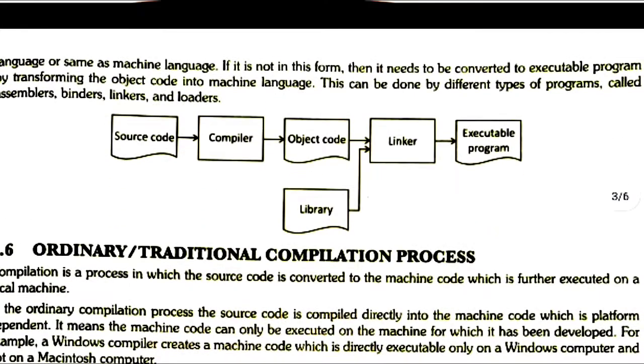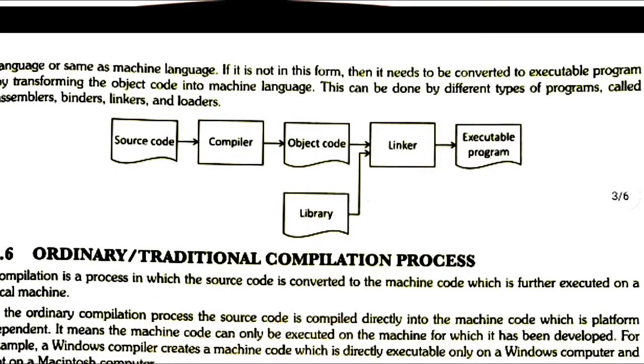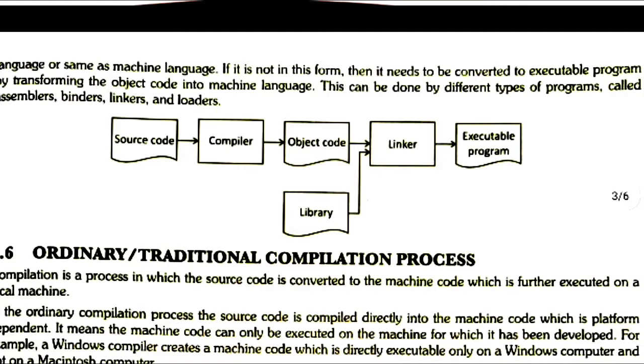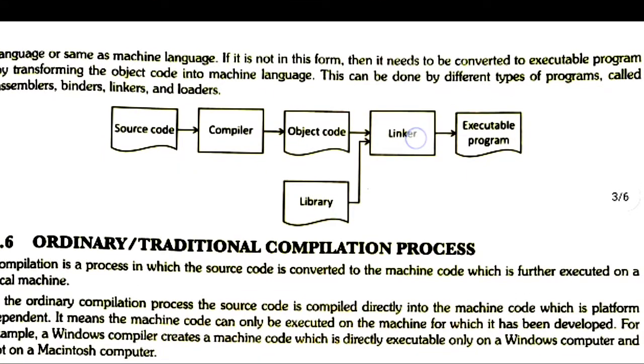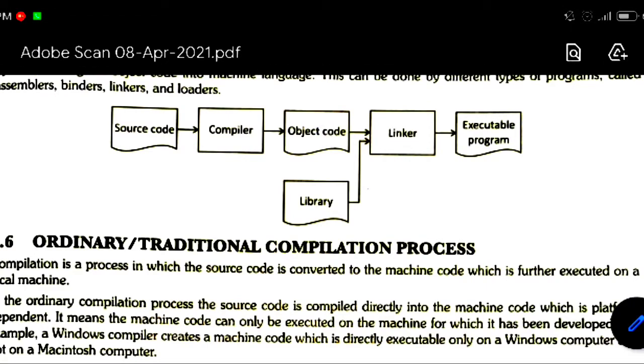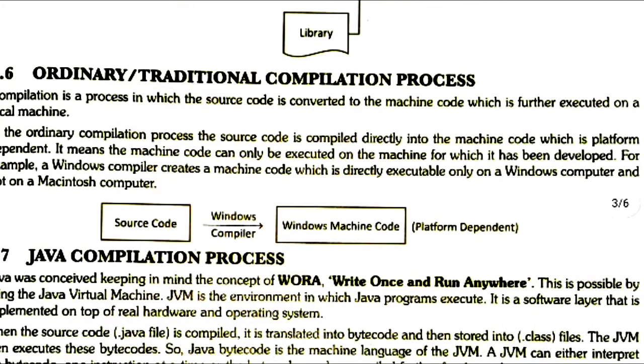Here see the diagram. Firstly you have a source code, then the compiler of C and C++ will create the object code. Further tools are used, like the linker, and libraries are there. They will help convert the object code onto the machine. So this is called object code. Here we have the ordinary or the traditional compilation process, how the programs are compiled.